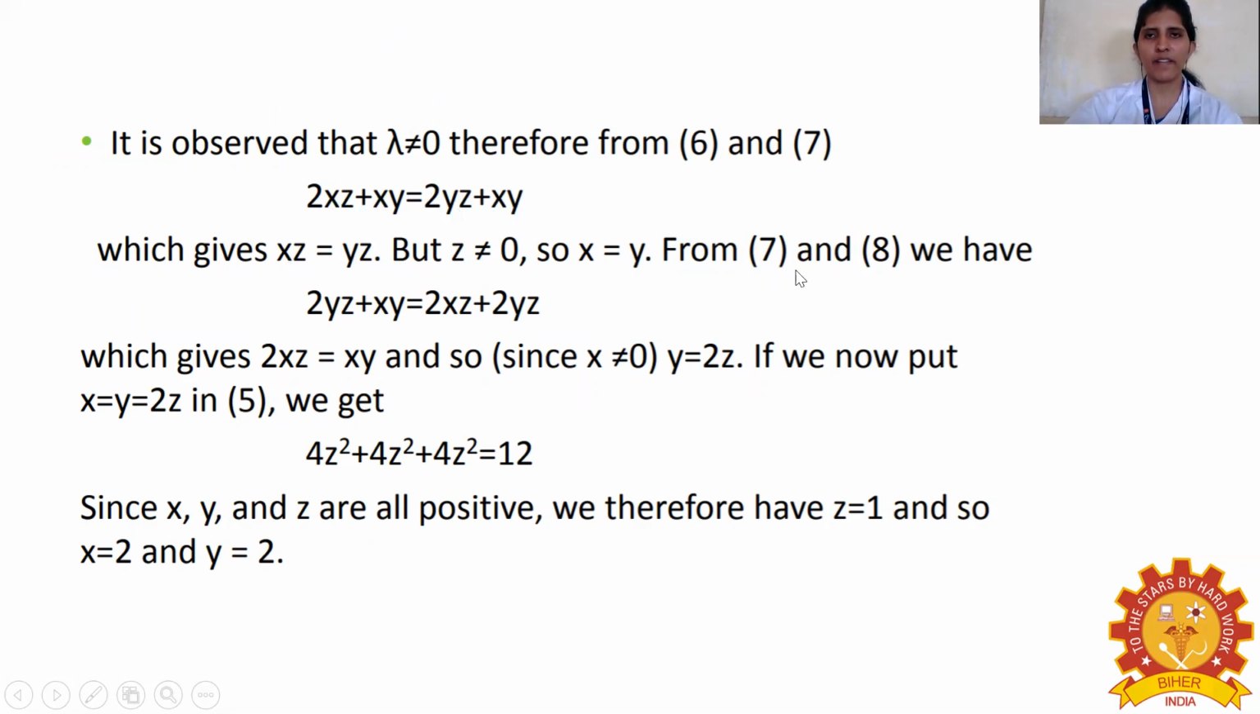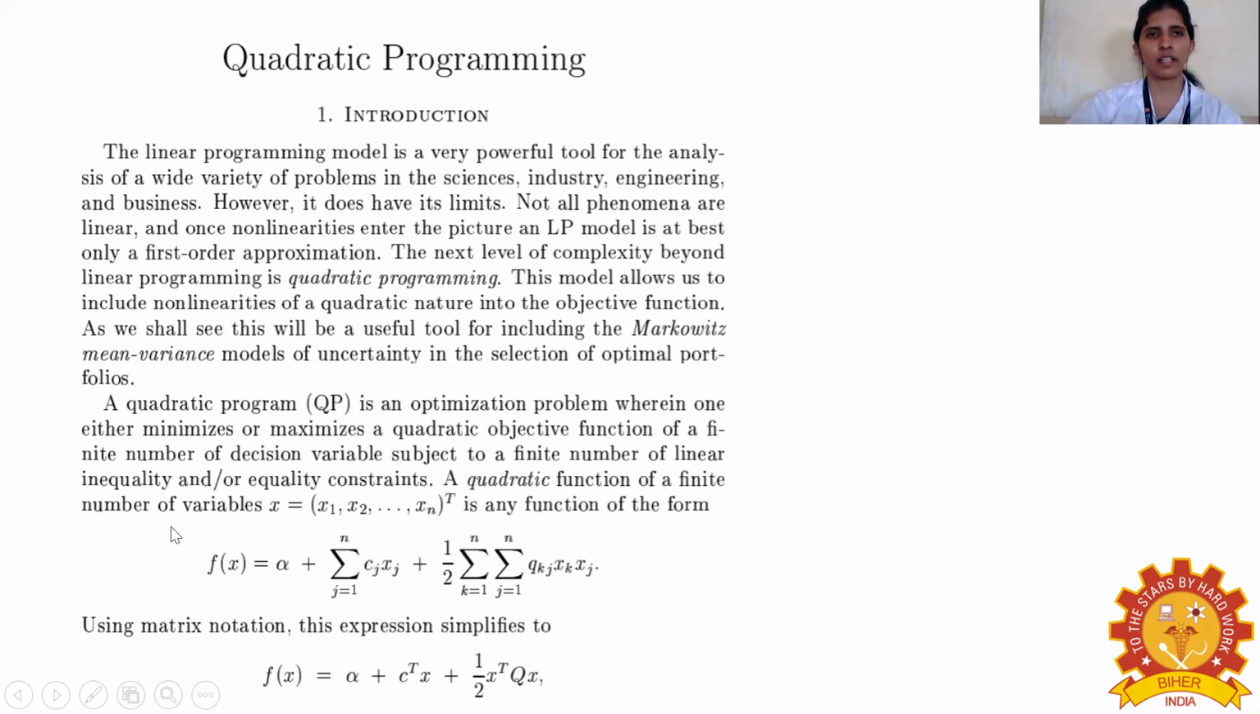And from equation 7 and 8 we have 2yz plus xy equal to 2xz plus 2yz, which gives 2xz is equal to xy. Since x is not equal to 0, we get y is equal to 2z. If we now put x equal to y equal to 2z in equation 5, we get 4z square plus 4z square plus 4z square equal to 12. Since x, y and z are all positive, we therefore have z is equal to 1, and so x is equal to 2 and y is equal to 2. That is the solution.